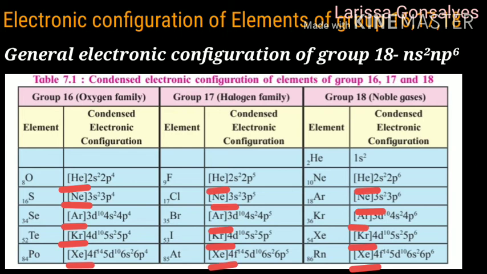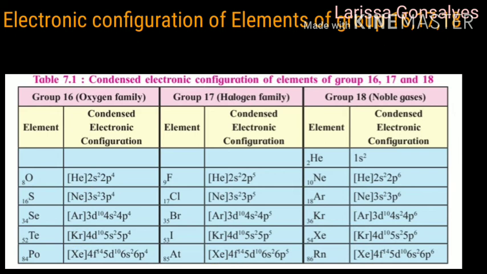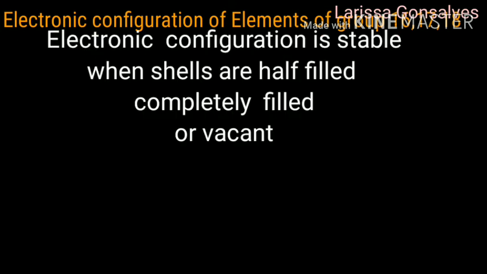The electronic configuration given in the chart is in the condensed form, which means noble gas is used to write the condensed form electronic configuration. The reason behind that is noble gas has the stable electronic configuration because the shells are completely filled with the number of electrons which they can occupy. We know that S can occupy 2 electrons and P has the capacity of occupying 6 electrons. You can say that the electronic configuration is stable when the shells have half filled electrons or completely filled electrons.